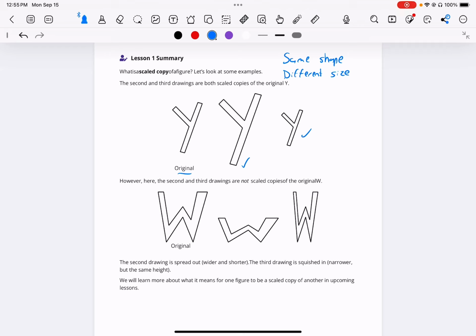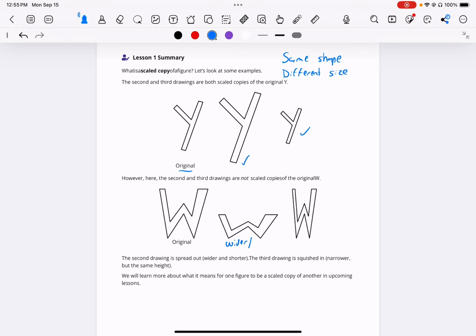Here's w. This first w is not a scale copy because it became wider and shorter. So it's not changing in the same direction. And the last w, this became narrower and it stayed the same height. So since only one dimension changed for each of these, they would not be scaled copies.